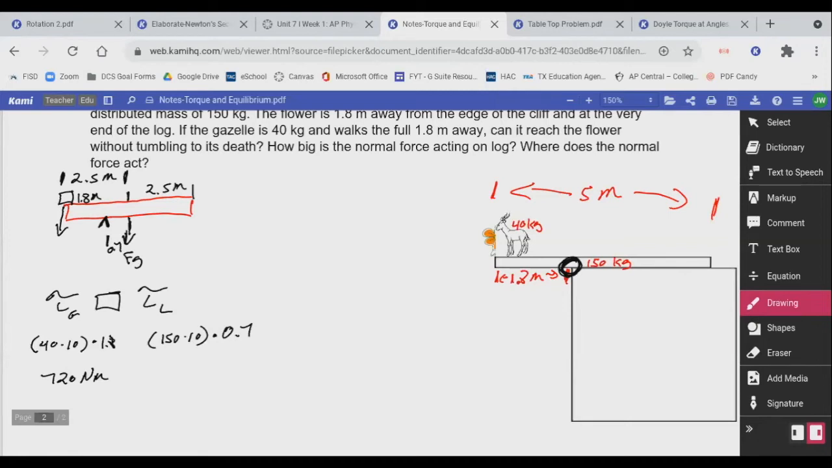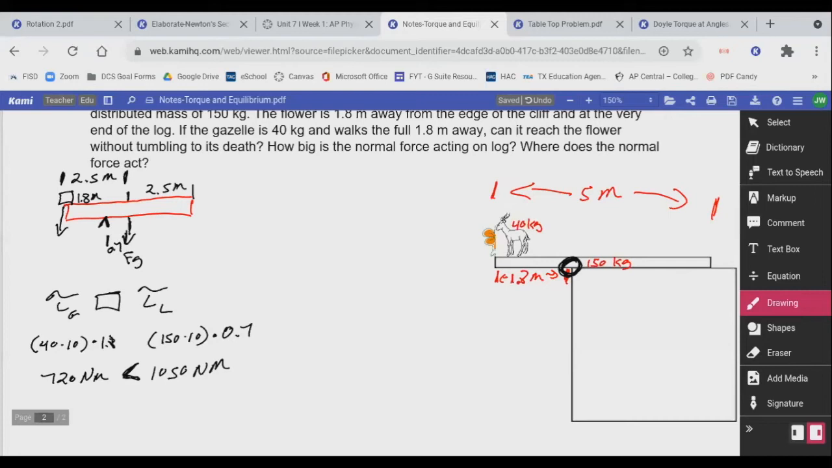Okay. If we've got that, we've got 150 times 10 gets us 1,500, right? That's pretty obvious. Times 0.7. My calculator says that's 1,050 Newton meters. That means the torque of the log is larger. Gazelle's having a good day. The gazelle has not created enough torque in order to rotate that log and tumble down the cliff. All right, so we've answered the first question. All right, hope we feel good about that.